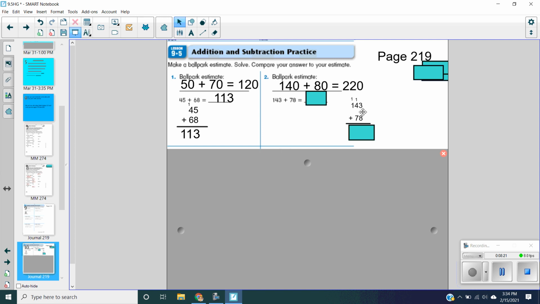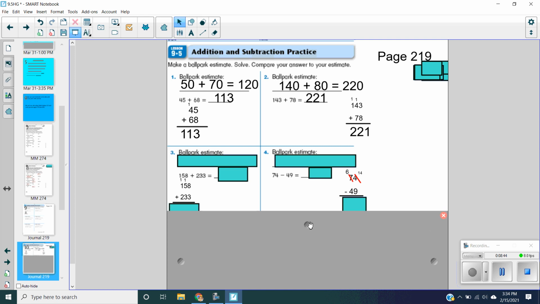Then when I'm solving, I stack them on the side, so I have 8 plus 3, which I know is 11. I carried my 1, put my 1 below. Then 7 plus 4 plus 1 was 12. I carried my 1, put my 2 below. And then 1 plus 1 to get me 2, for a total of 221.